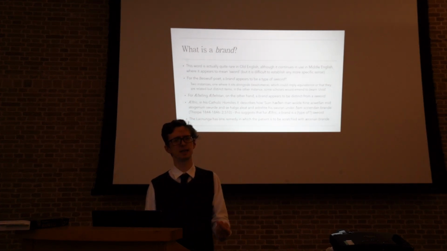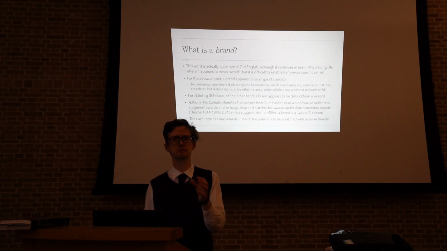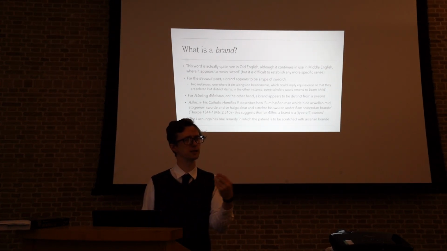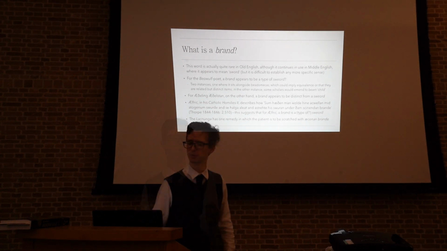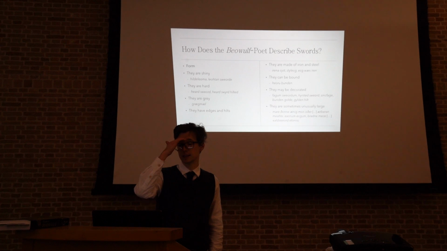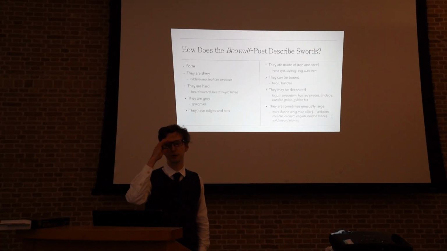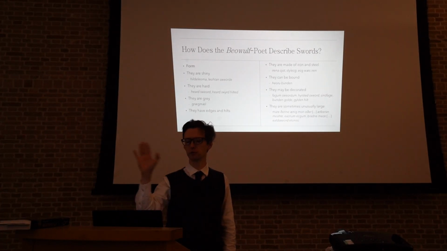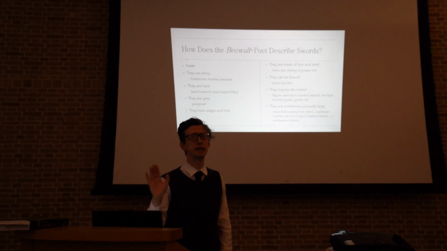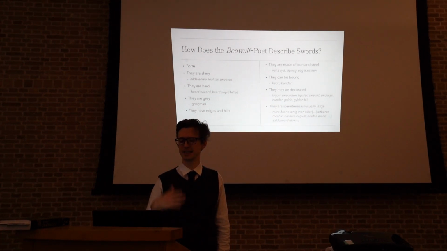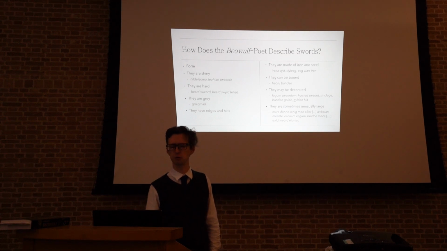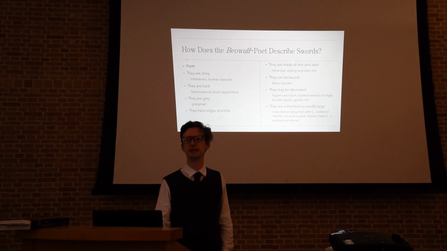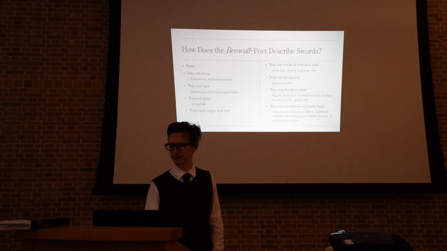So brand is an enigmatic word, but I guess one indication is that at least early in the Old English period, as far as the Beowulf poem at the beginning. So the Beowulf poet describes swords in a whole variety of ways. Some of them are really boring and prosaic. He uses words that suggest swords are shiny and hard and grey. They have edges and hilts. This is not striking stuff.